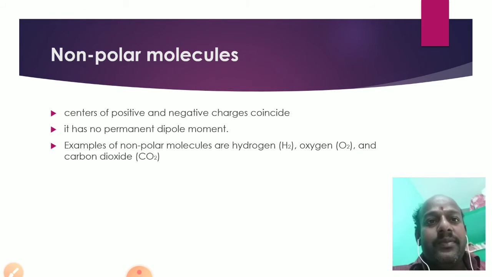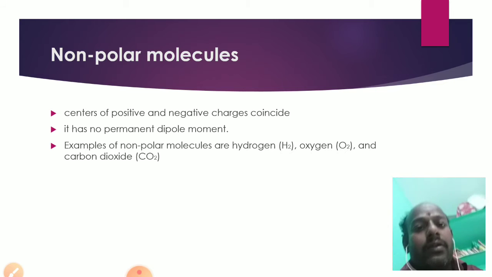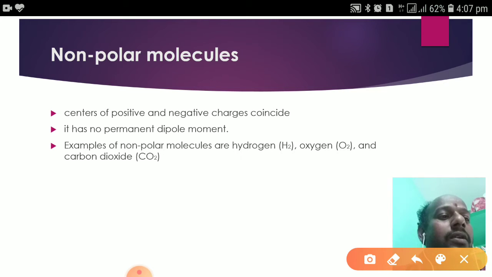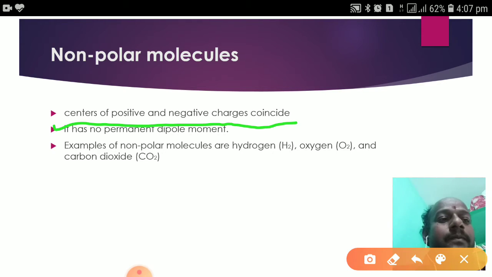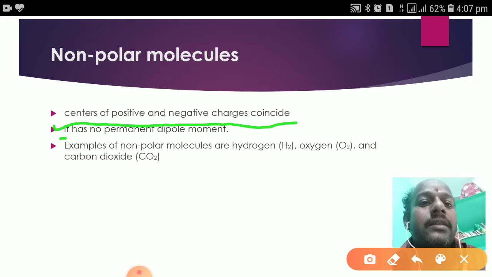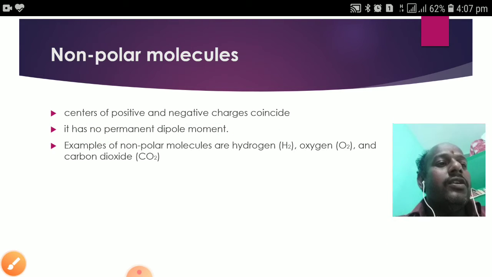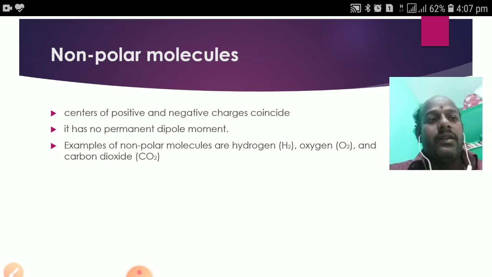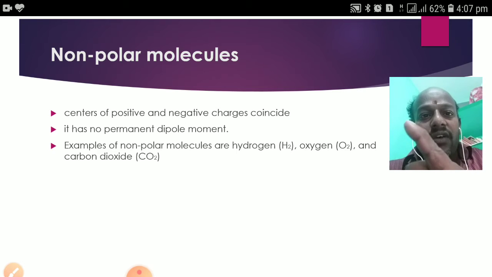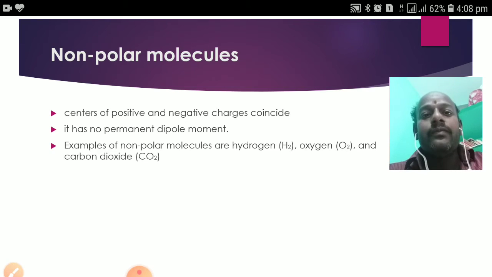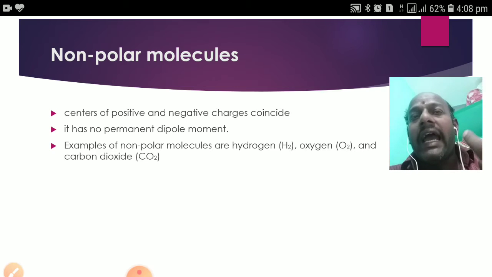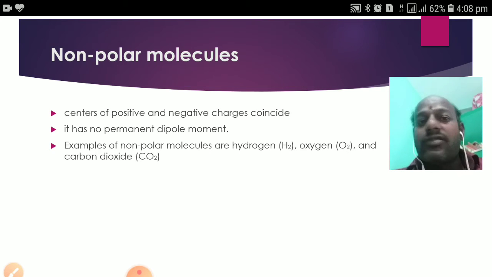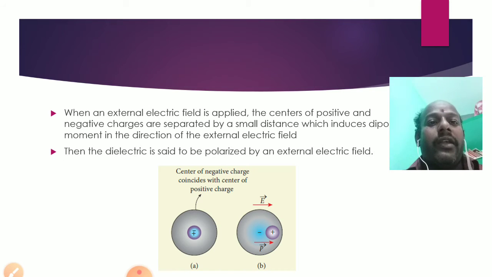Let us see the two types: non-polar molecules and polar molecules. A very important difference between them is that in non-polar molecules the centers of positive and negative charges coincide, so it has no permanent dipole moment. These two are the very important points for non-polar molecules. The first one is that the centers of positive and negative charges coincide. When they coincide, it cannot have a permanent dipole moment. The examples of non-polar molecules are hydrogen, oxygen and carbon dioxide.